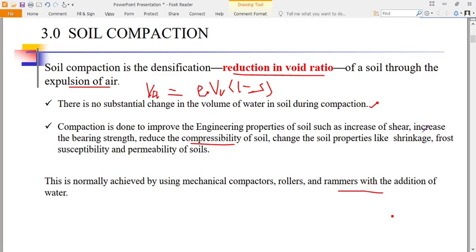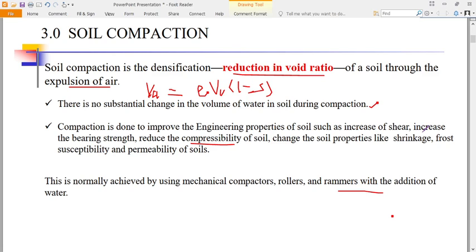The objectives of compaction are: one, to increase the shear strength of soil. What is the importance of increasing the shear strength of soil? It increases the bearing capacity of our foundation support. That's why, if you have a weak foundation, the best way to improve its resistance to shearing is by compacting it. You increase the density of the particles, therefore increasing the strength.